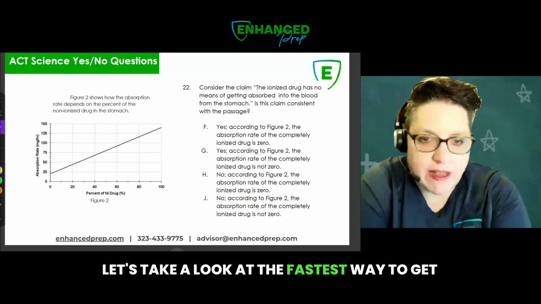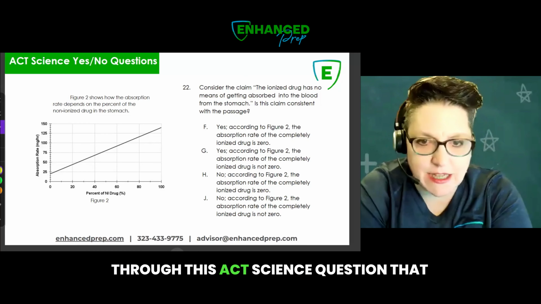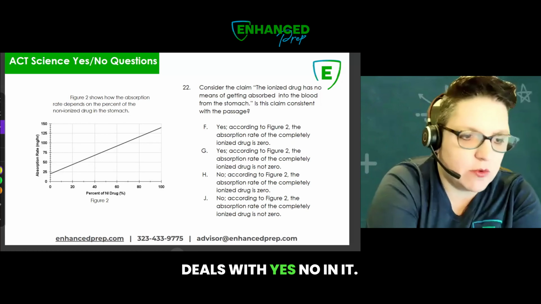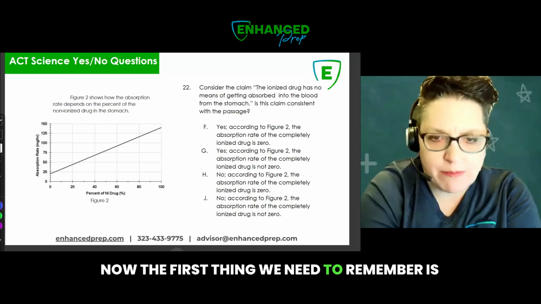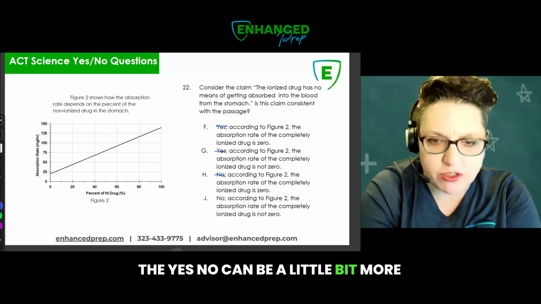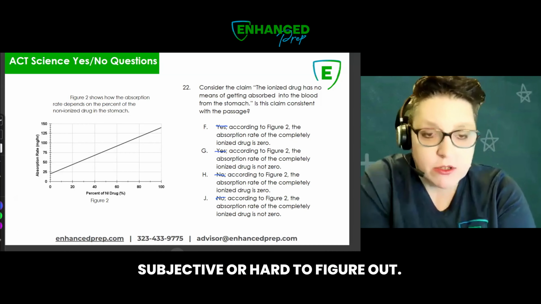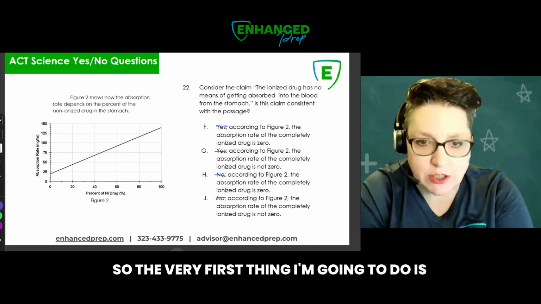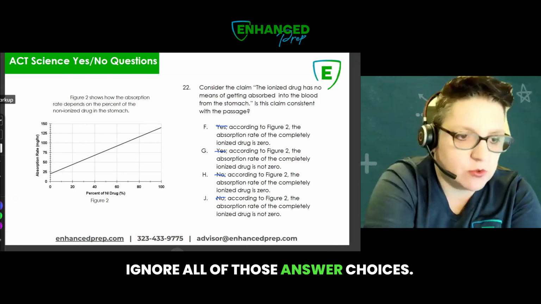Let's take a look at the fastest way to get through this ACT science question that deals with yes/no in it. Now, the first thing we need to remember is the yes/no can be a little bit more subjective or hard to figure out. So, the very first thing I'm going to do is ignore all of those answer choices.